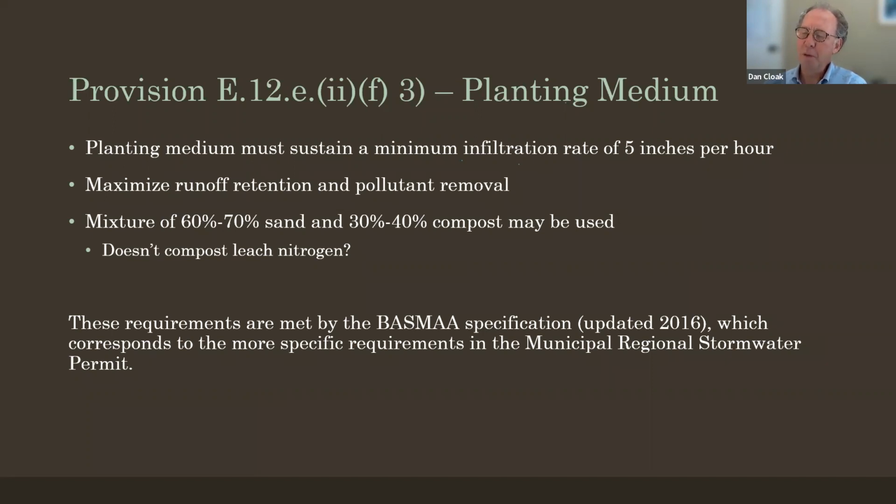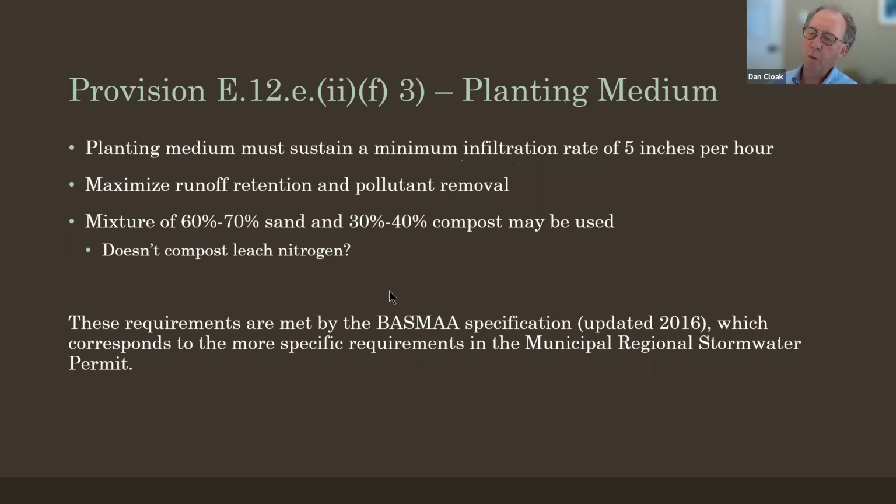We had a question come in as we were preparing this about, doesn't compost leach nitrogen, which I'll address now. But just noting that these requirements are pretty much similar to what was in the permits in the South Bay, and then they added much more detailed requirements beginning with the municipal regional permit, I think in 2011. And so now there is sort of a whole mini industry of producing the material that meets this specification.